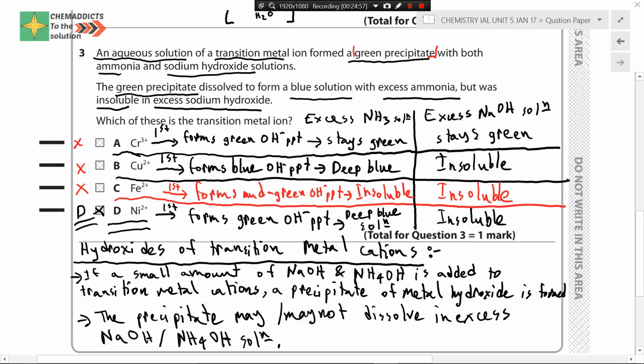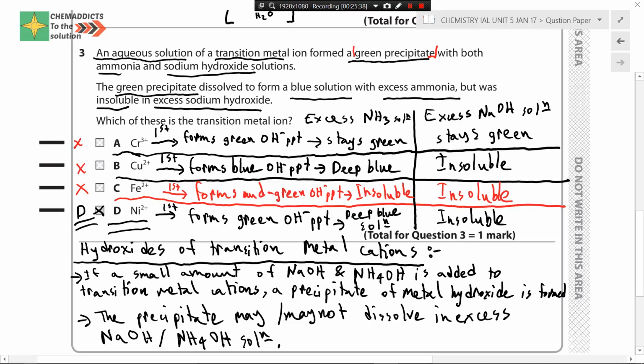With copper 2 plus ion, it first forms blue hydroxide precipitate with both ammonia and sodium hydroxide solutions. Then, giving excess ammonia solution to the precipitate, the precipitate forms deep blue solution with ammonia solution, but with excess sodium hydroxide solution the precipitate is insoluble. Okay, fine. Now let's move on to iron 2 plus.